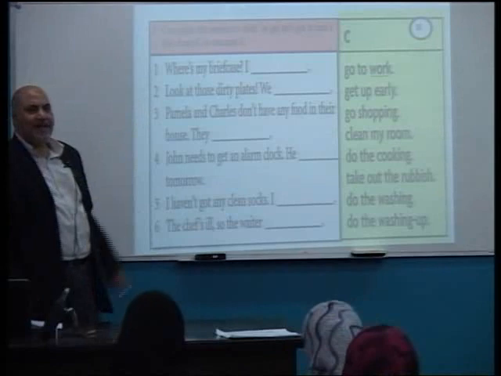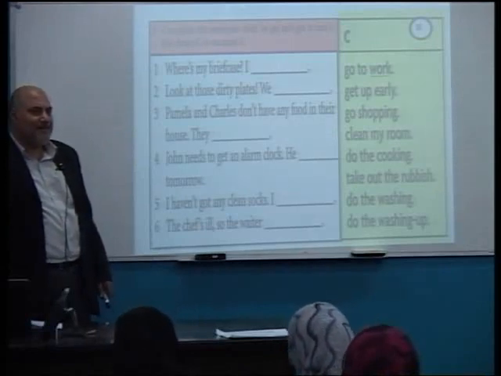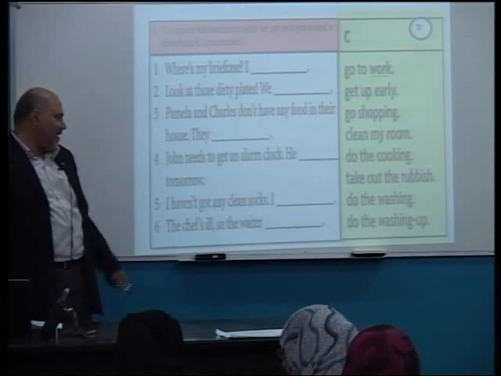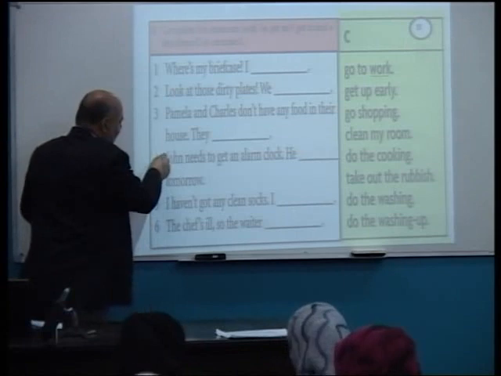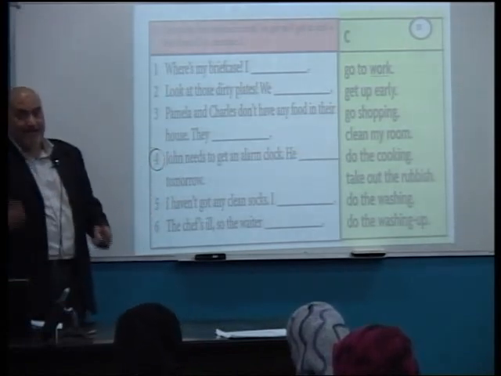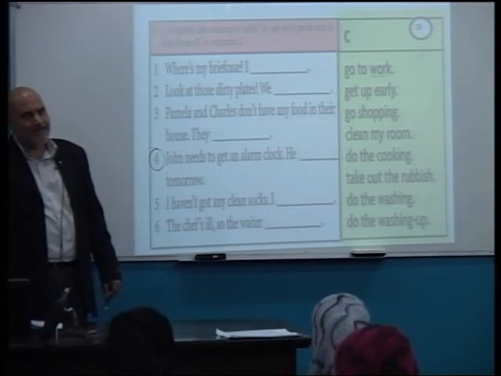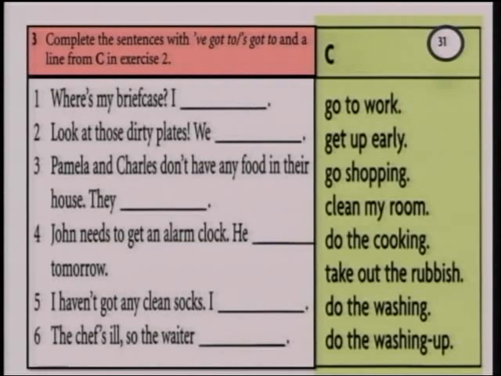Number 3. Pamela and Carlos don't have any food in their house. They've got to go shopping. Very good. Number 4. John needs to get an alarm clock. He's got to get up early tomorrow. Good. And the one before the last. I haven't got any clean socks. I have to do washing. And number 6, the last one.